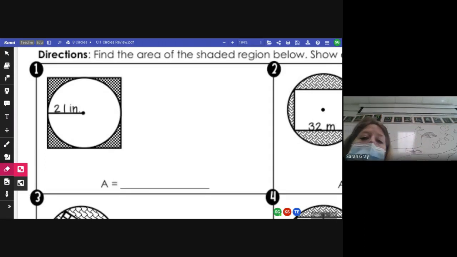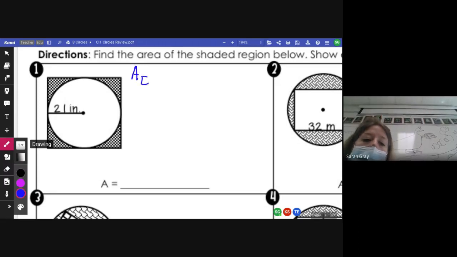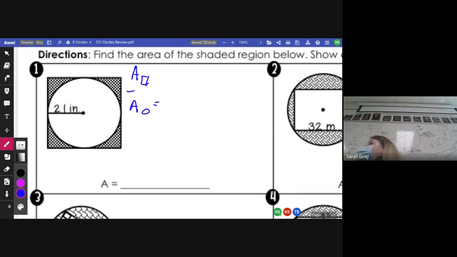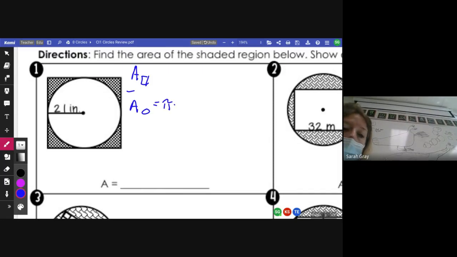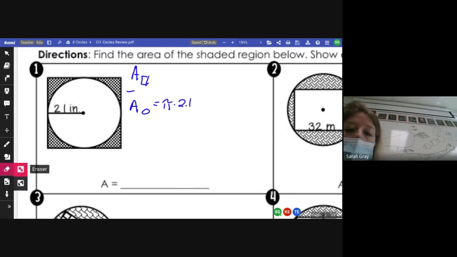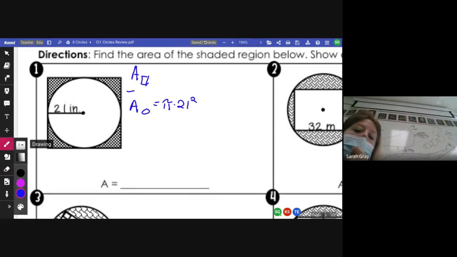To do that, you're going to find the area of the square and subtract the area of the circle. Area of the circle is actually fairly easy. We already know the radius, so it's going to be pi times 21 squared. So that'll be the area there.